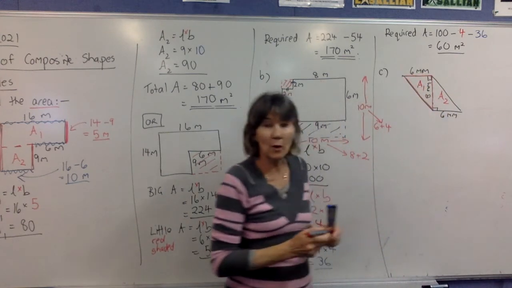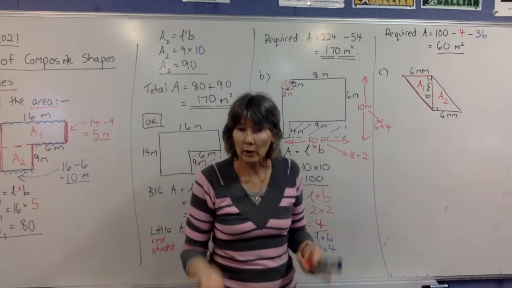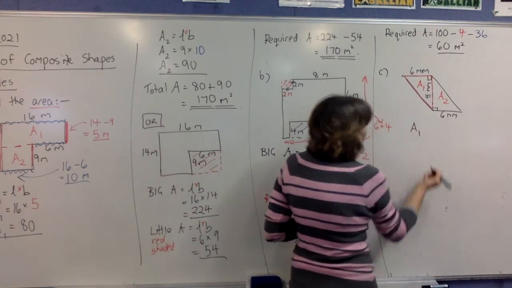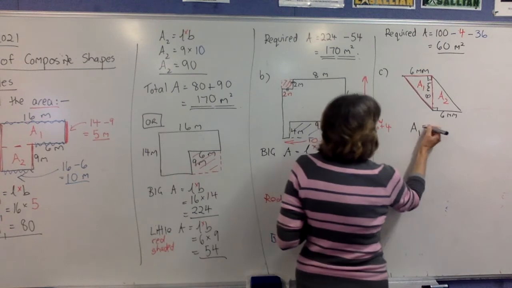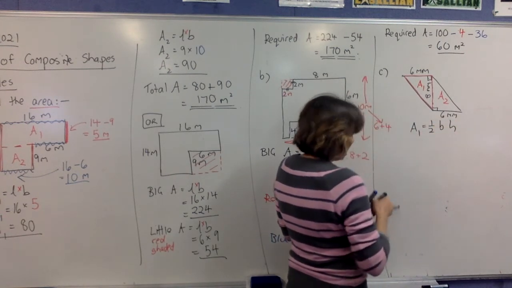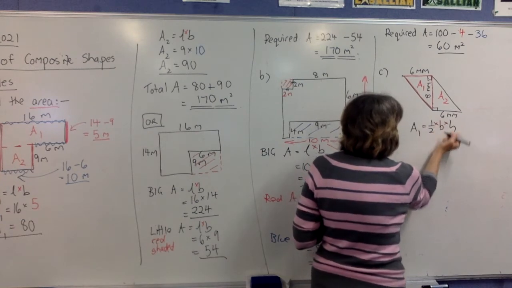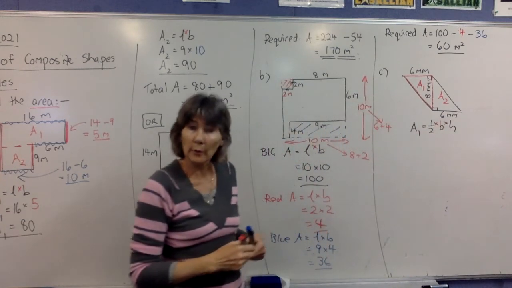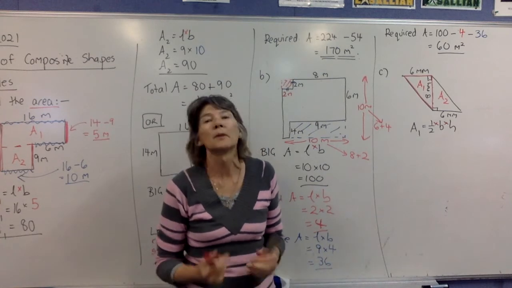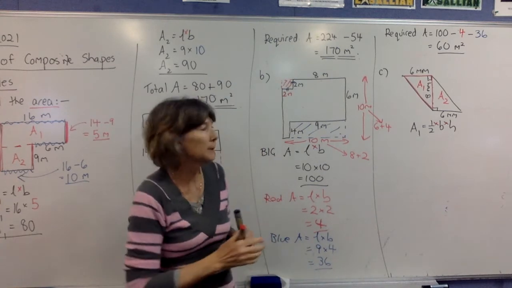Now, if you can't remember your formulas, you're going to be in trouble, so you've got to keep using them, keep writing them down. So area 1 is a triangle, so we're writing a half times base times height. Half times b times h. So remember with the triangle, if you did your homework, you will have practiced this. That's why it's important to do your homework.